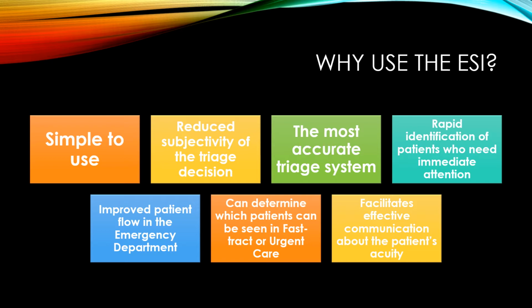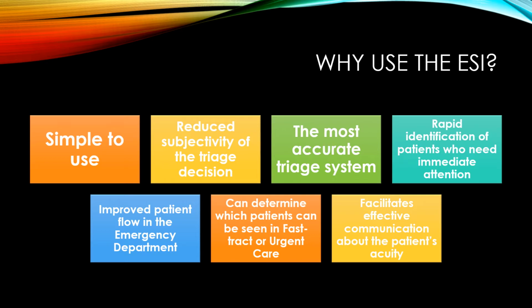ESI 1 and 2 patients will be taken directly to the treatment room, while ESI 5 patients can safely wait to be seen. Various triage to clinic protocols allow ESI 4s and 5s to be sent to other areas in the emergency department or even to clinics or urgent cares, along with some ESI 3s. For example, a patient who just needs a simple migraine cocktail can be sent to an urgent care nearby for treatment. Using the ESI system greatly improves the patient flow in the emergency department.